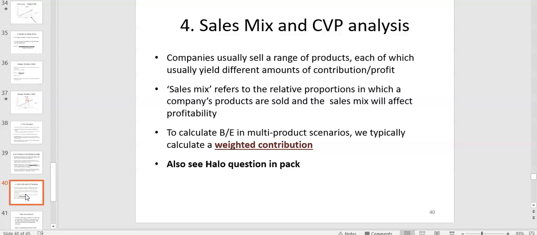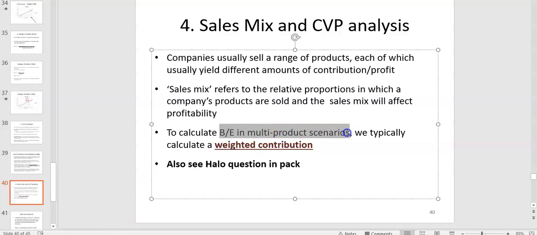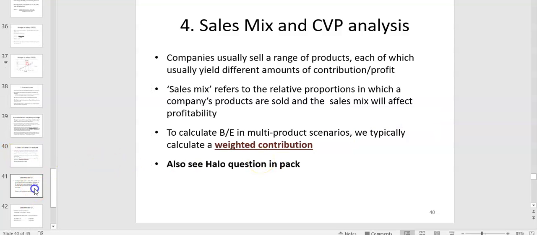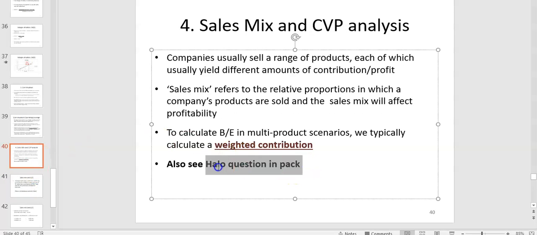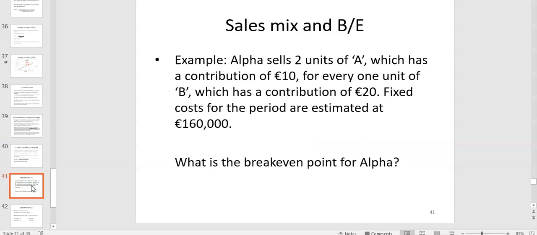So if you have 3 or 4 products in a portfolio, what percentage of product 1 do you expect to sell, what percentage of product 2, product 3, and product 4. So you put them in percentages and you have this expected sales mix. And then we can calculate a break even in these multi-product scenarios by calculating a weighted average contribution per unit. So there is an example of that in the question pack, and I'm just going to use a small example here to illustrate it as well.